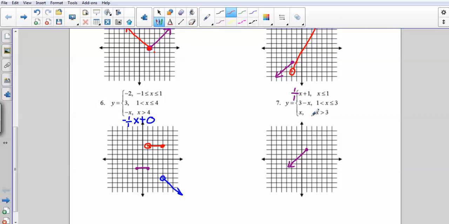Okay, for the second one, it says y equals 3 minus x. That's a little confusing because the m and the b are switched in order. You can write that also as negative 1x plus 3. So starting at the 3, you have a slope of negative 1. Now I only want this function between 1 and 3. So here's 1, 2, 3. I want to include the 3. So I just want this piece of the function and erase the rest.